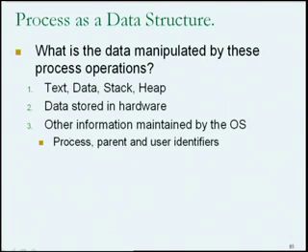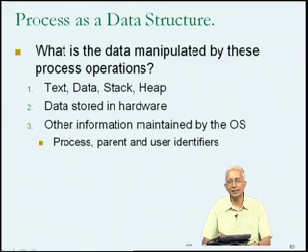So I'll summarize that the operating system will maintain some IDs, such as the process ID, which is a unique identifier associated with that particular process, parent ID, which is a unique identifier associated with the parent of that process, and the user ID, which is a unique identifier associated with the user, the human being, who caused that process to come into existence.